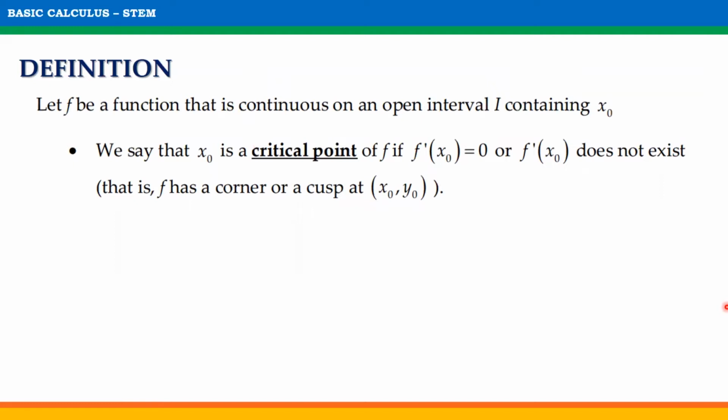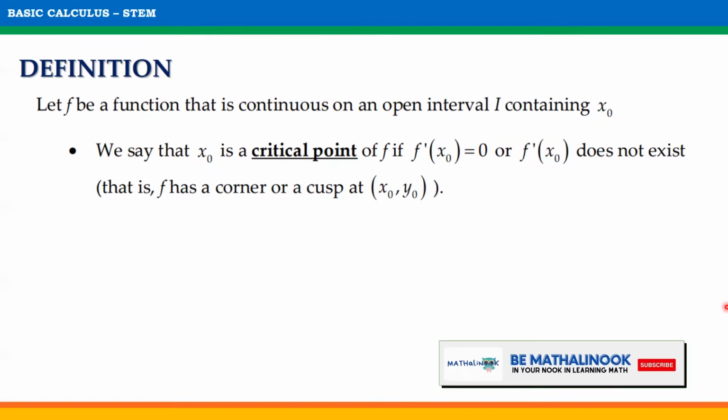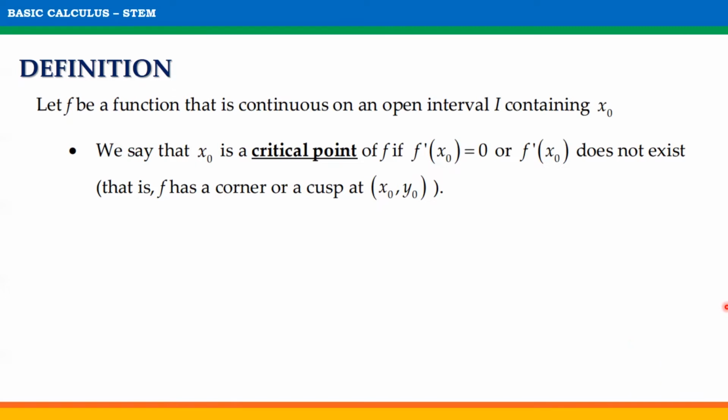By definition, let f be a function that is continuous on an open interval I containing x sub 0. We say that x sub 0 is a critical point of f if f prime of x sub 0 is equal to 0 or f prime of x sub 0 does not exist, that is, f has a corner or a cusp at x sub 0, y sub 0.